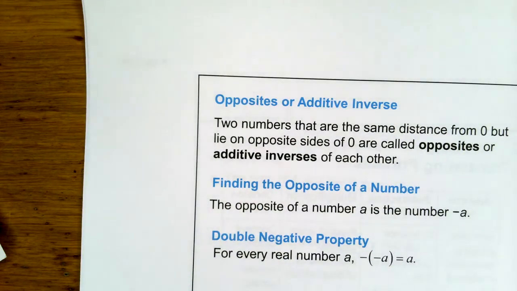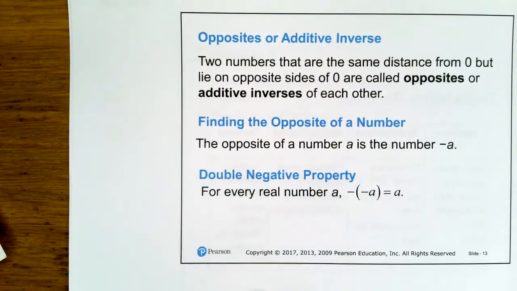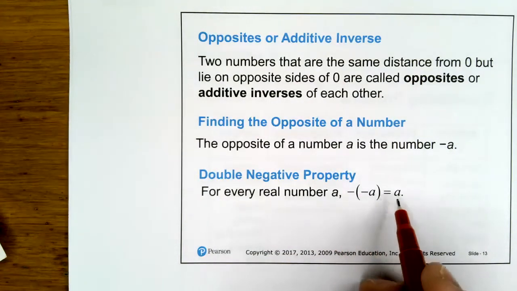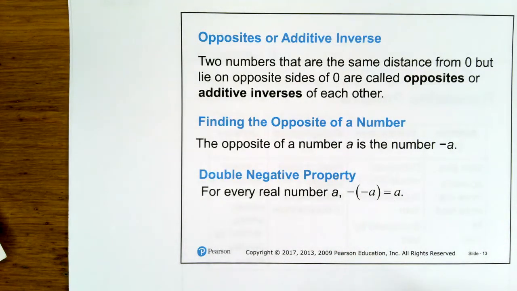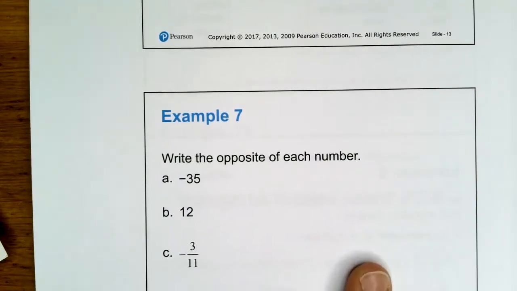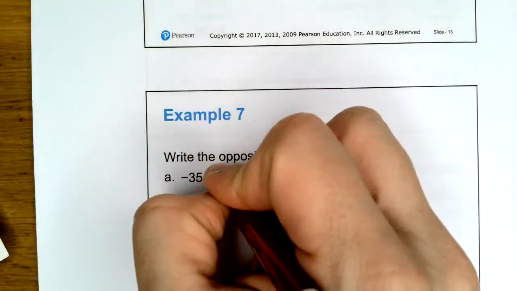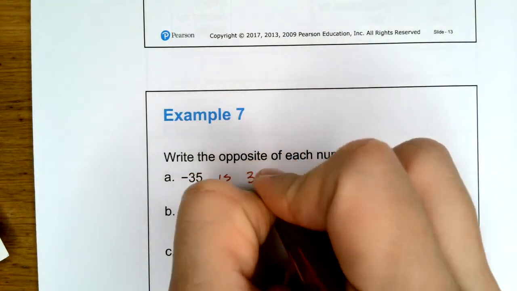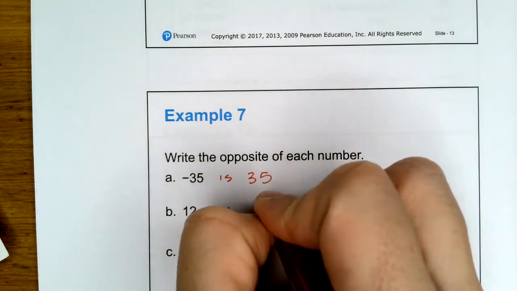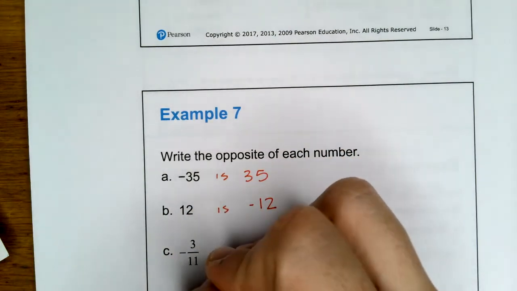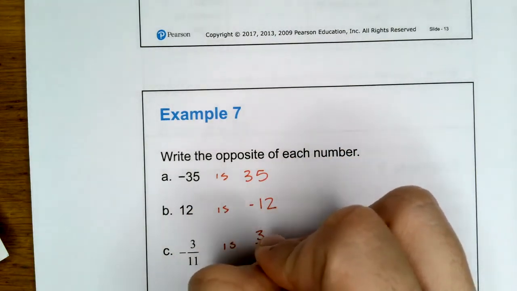The opposite of a number A is the number -A. For every real number A, negative negative A will equal A. Yeah, two negatives become positive. Write the opposite of each number. The opposite of -35 is 35. The opposite of 12 is -12. The opposite of -3/11 is 3/11.